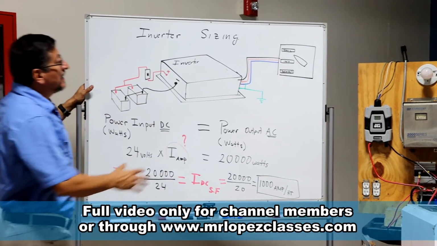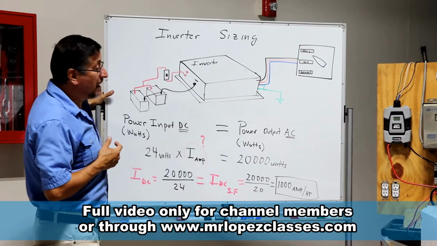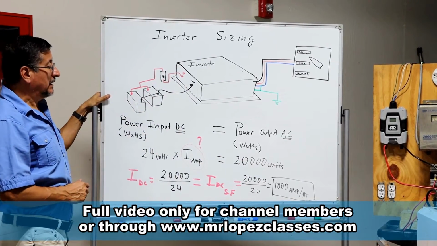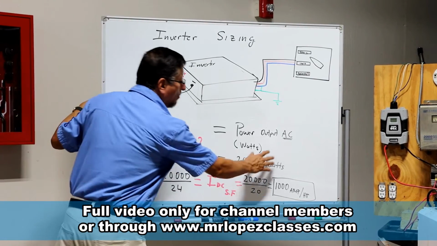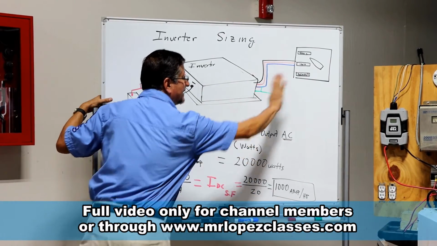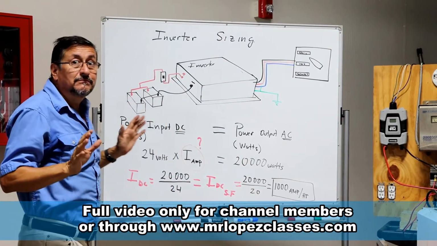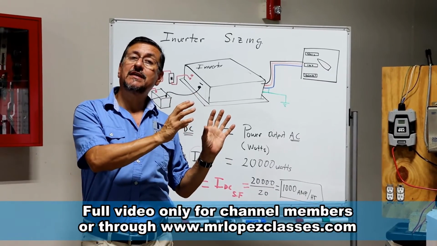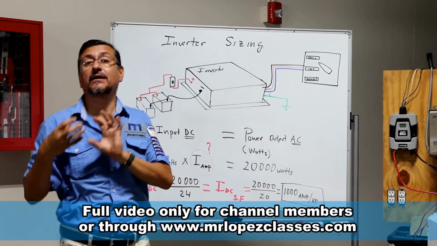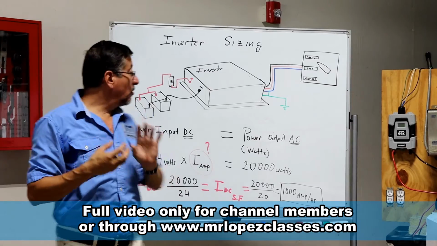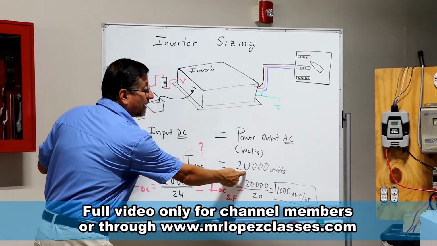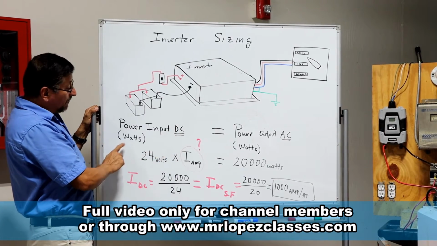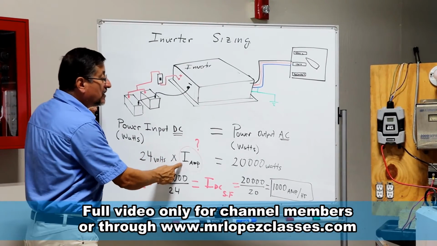Alright, according with our example, I need 20,000 watts. I need 20 kilowatts. This is the power that I need in the AC side, in this side. The power should be the same. The power produced in AC is coming from the power entering in the DC side. If I need 20 kilowatts over there, it's because I have 20 kilowatts. What is the formula for power? The formula for power is voltage times intensity.